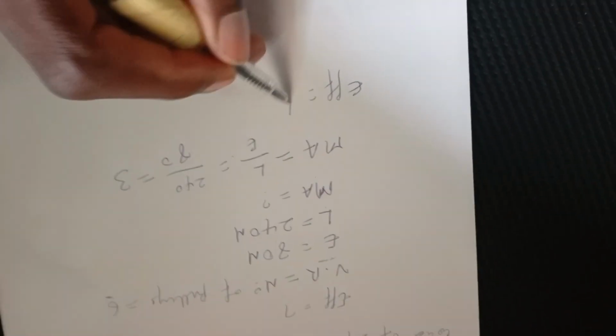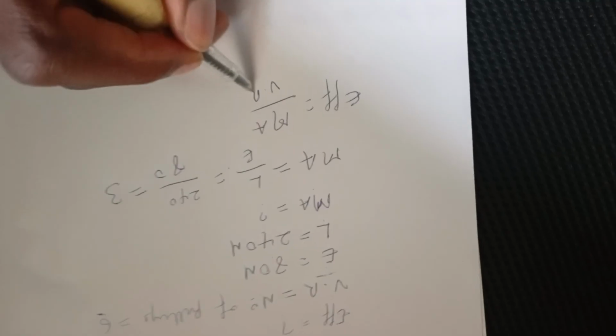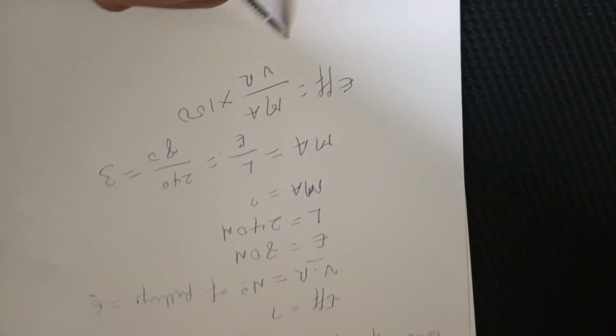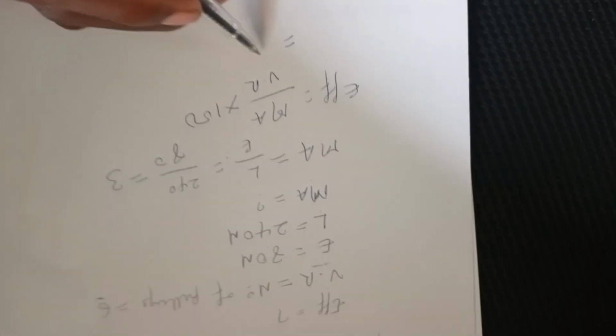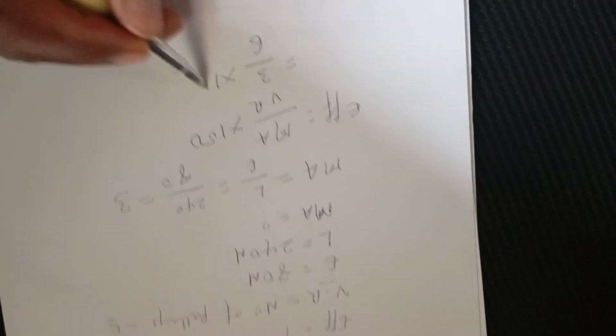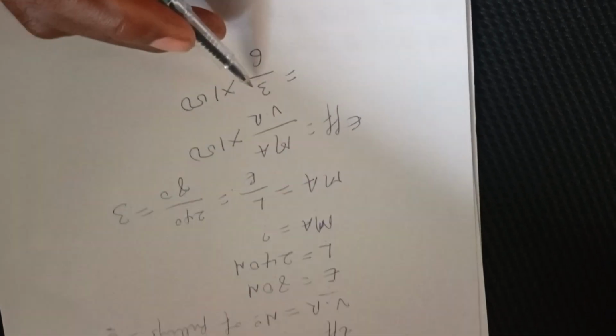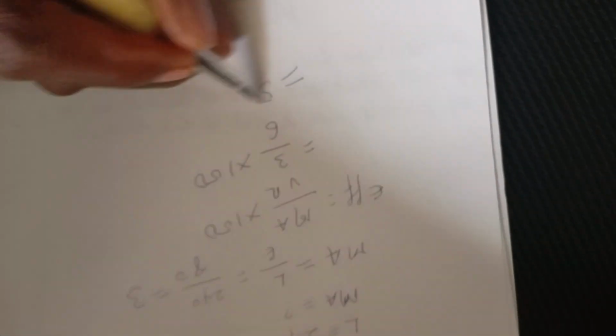So now we know our efficiency. Our efficiency is MA over VR times 100. So what is our MA? Our MA is 3. What is our VR? Which is 6, times 100. So to get our efficiency is very simple now. If you multiply this by 3 up to 300, divided by 6, that will give us 50%.